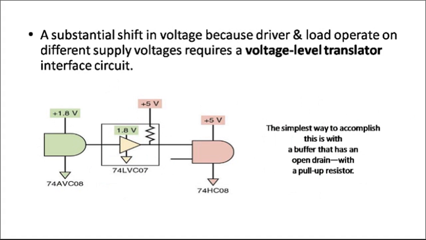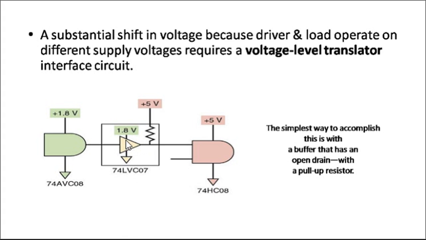Another is a substantial shift in voltage, because the driver and load operate on different supply voltages and require voltage level translation. The simplest way to accomplish this is with a buffer that has an open drain with a pull-up resistor. It is not inverted, it is a buffer, so this bubble is not here. The input and output are the same.